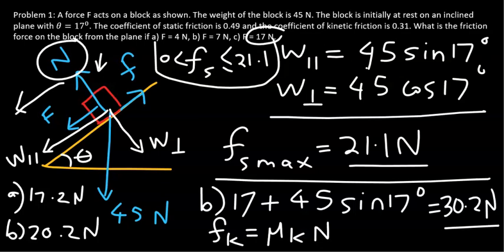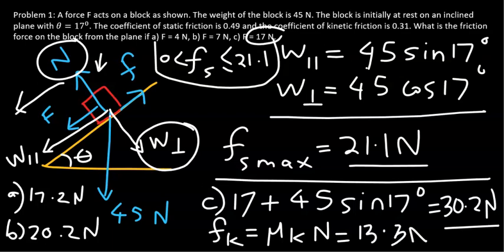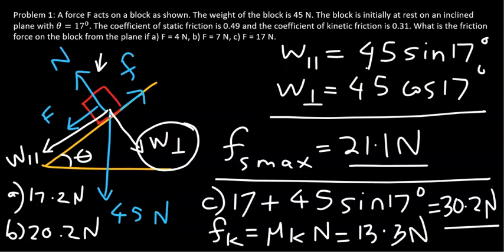And normal force is the same as the component of weight perpendicular to the plane, and that will become 13.3 newtons, which you get by multiplying the coefficient of kinetic friction 0.31 with the component of weight perpendicular to the plane. And that solves the problem.